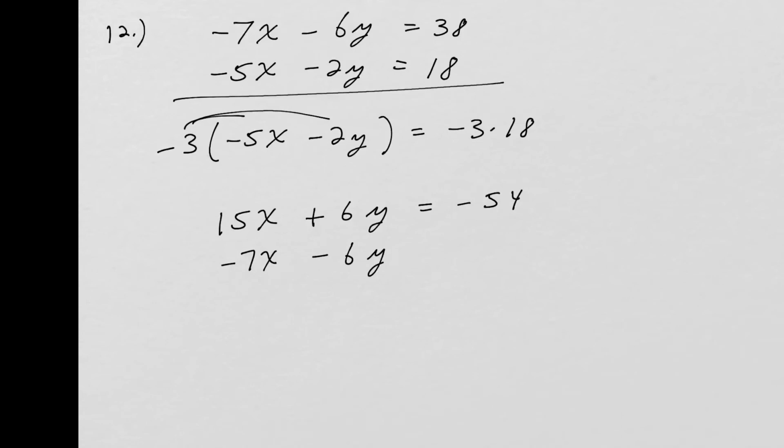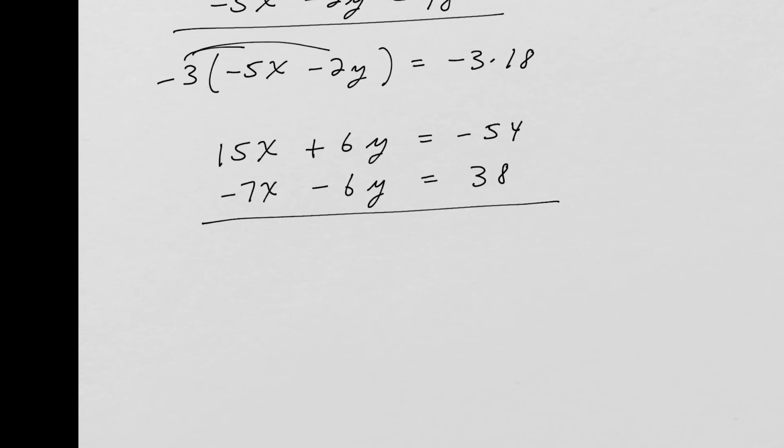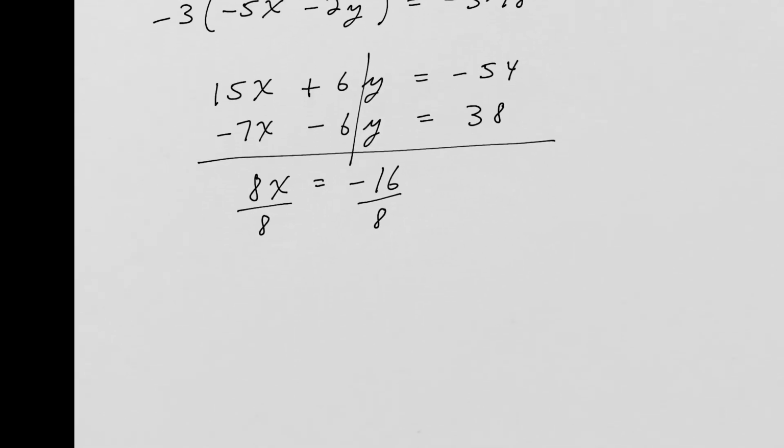It doesn't matter what order you write these in, so I'll just write it below, and then add. Okay, so now if I add, well, the y's are gone by design. 15x minus 7x is 8x. Negative 54 plus 38 is negative, looks like negative 16, right? Then divide by 8, divide by 8. So it looks like x is equal to negative 2.